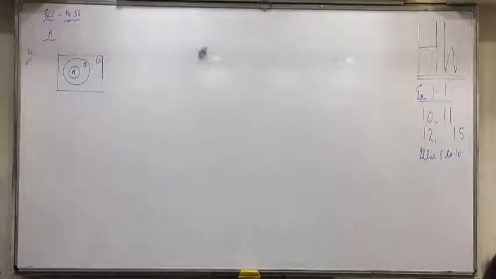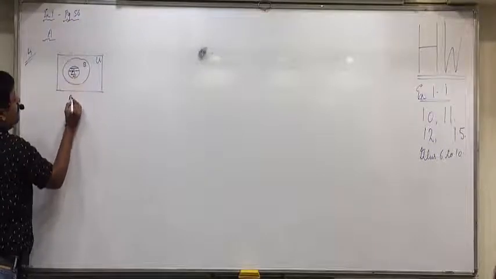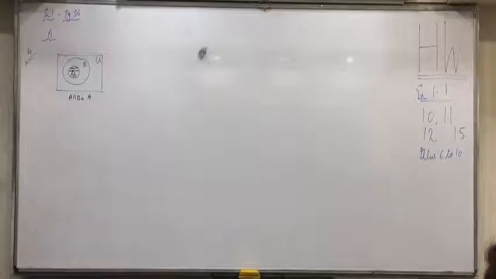Now first one, A intersection B equals B. What is common in A and B? Common in A and B is entire A. So what is A intersection B here? Entire A. First one is wrong. It's written A intersection B equals B.